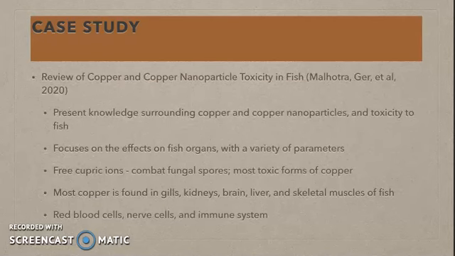This study focused on the effects on fish organisms with wide parameters and focused on free cupric ions, which are used to deter fungal spores and are also the most toxic form of copper. The article also highlighted that the most amount of copper is typically found in the gills, kidneys, liver, and skeletal muscles of aquatic organisms. Additionally, copper plays an important role in the red blood cells, nervous system, and immune system.